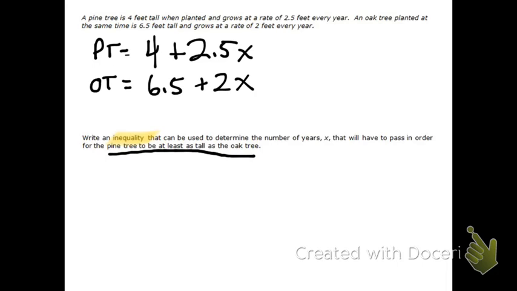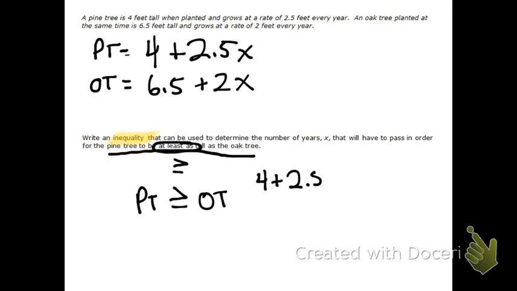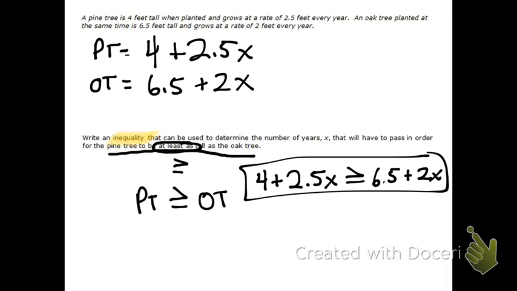So if I want it to be at least as tall, that means I want it to be greater than or equal to. This "at least as" tells me greater than or equal to. So I want my pine tree greater than or equal to my oak tree. So let's rewrite it again, filling in our expressions. 4 plus 2.5x, that's my pine tree. I want it to be greater than or equal to my oak tree, which is 6.5 plus 2x. And there's our inequality right there.